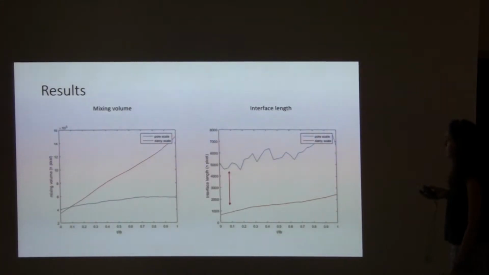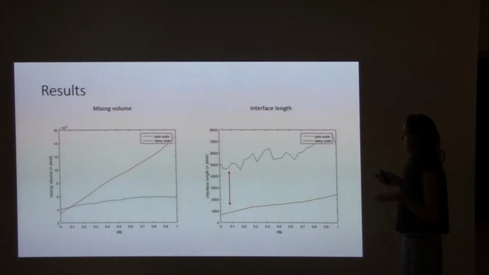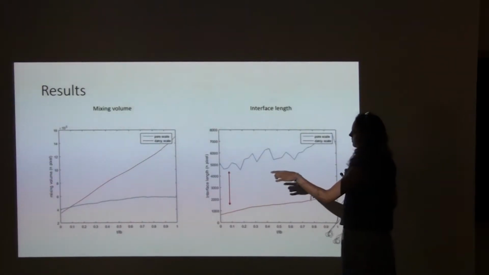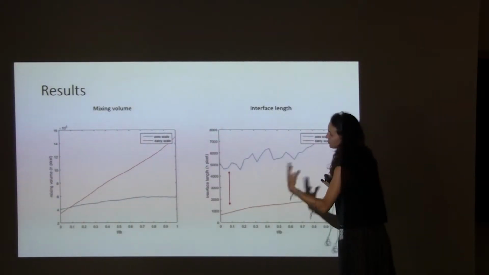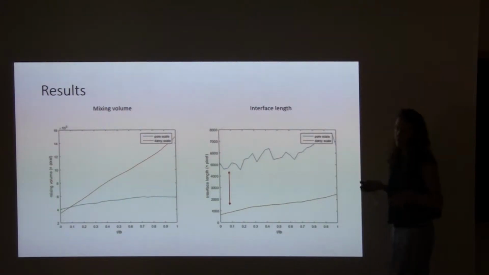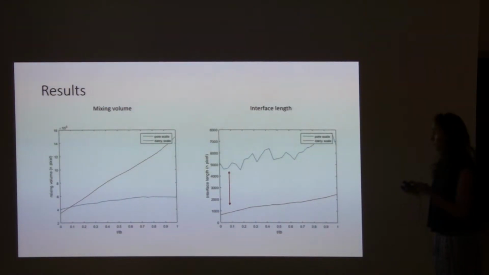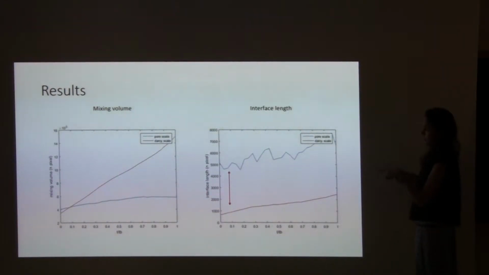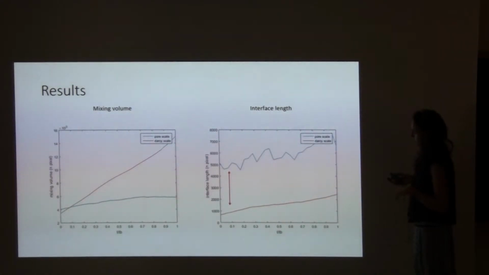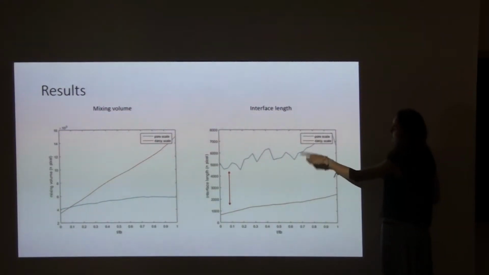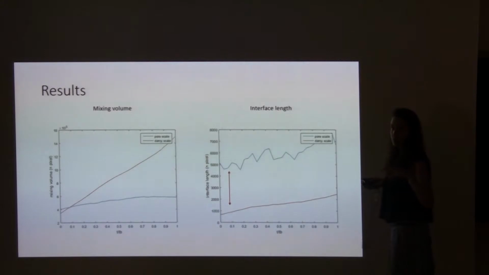For the mixing volume, the experiment for the Darcy scale showed higher mixing volume, but that's probably because of blurring. But what is relevant is the interface length. We can see that it's much higher at the pore scale because of all those fingers and transverse merging.